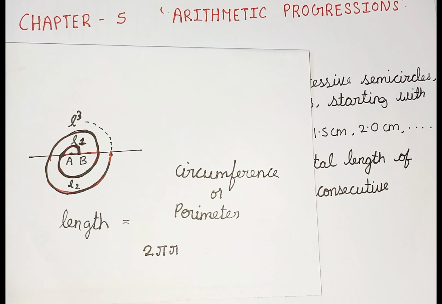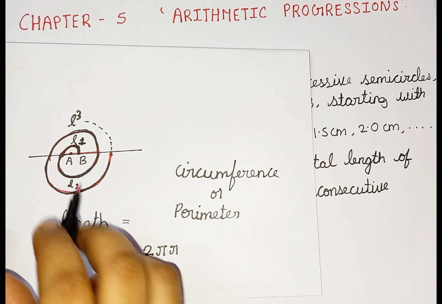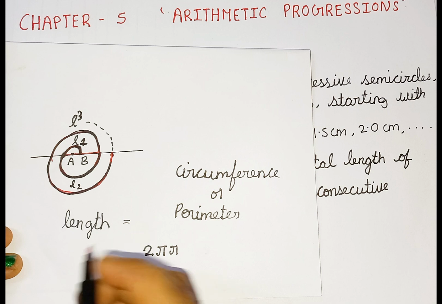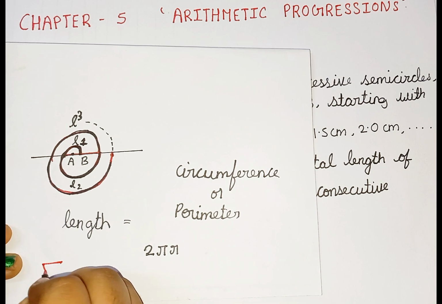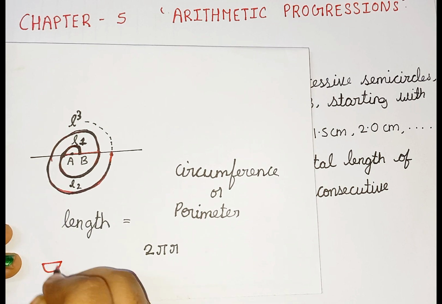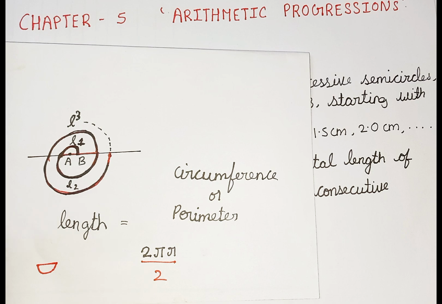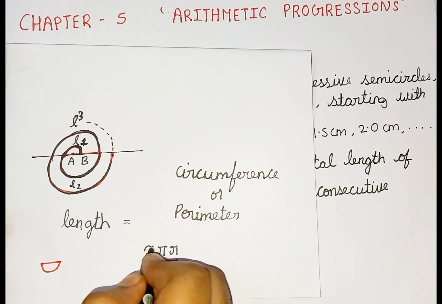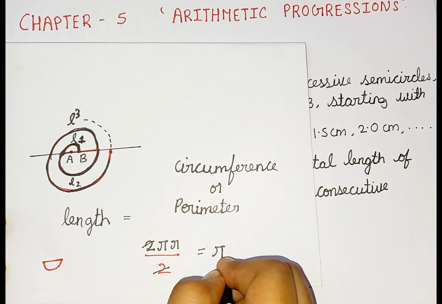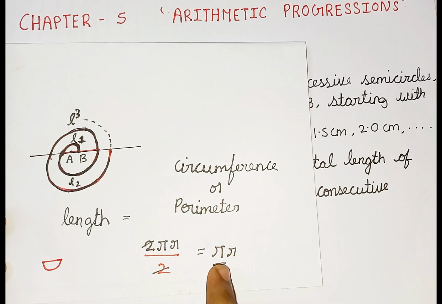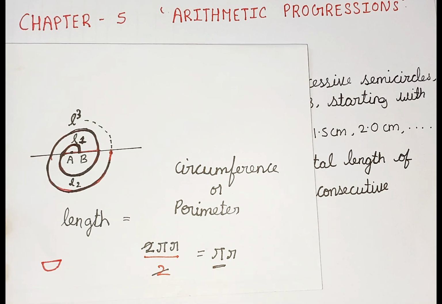Okay, how to find the circumference of a semicircle? So the semicircle is the half of a circle, isn't it? This is the half portion of the circle. So divided by half, that is 2. Now let us cancel this 2 and this 2. Now we will get pi r. So this is the circumference of a semicircle. Okay, so now you guys know this is the circumference of a semicircle.